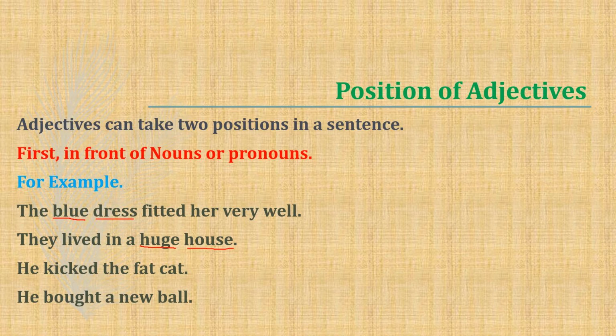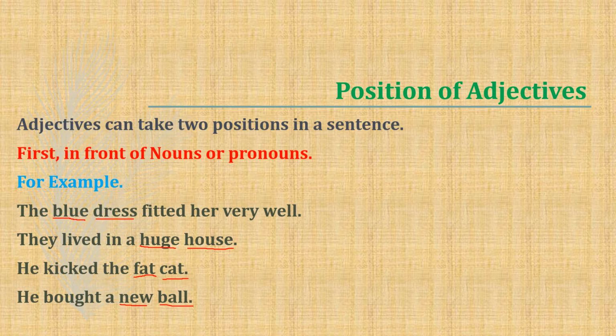The next sentence, he kicked the fat cat. Cat is our example of a noun. And right in front of it, we have the adjective fat. Then lastly, we have the sentence that reads, he bought a new ball. So ball is our noun. Right in front of it, we have new, which is a description of a ball.